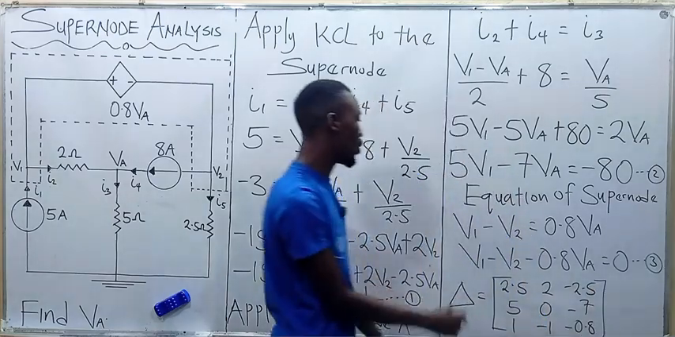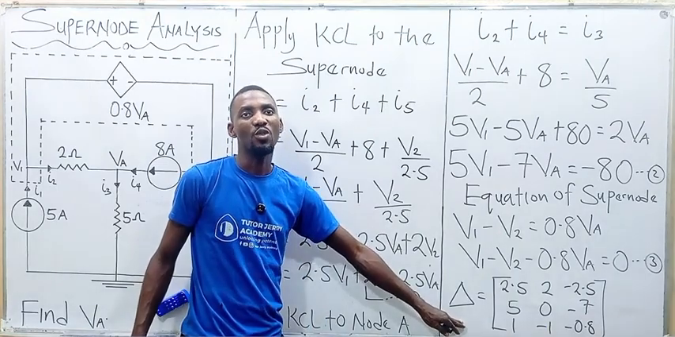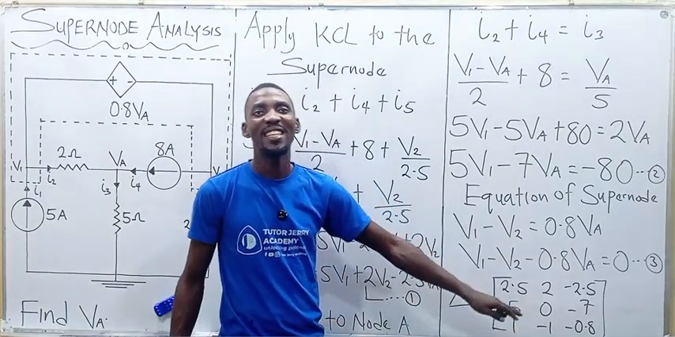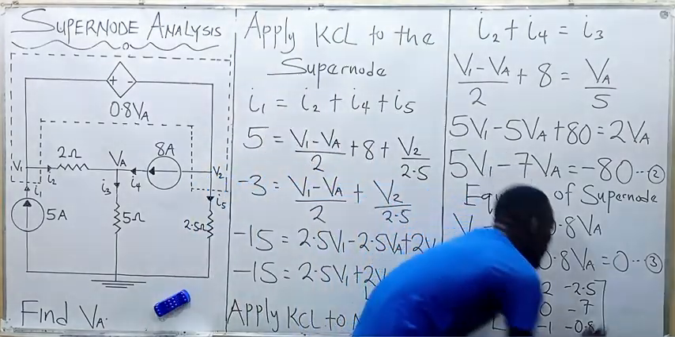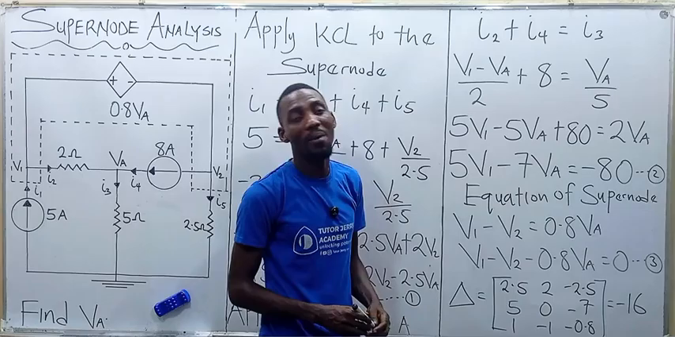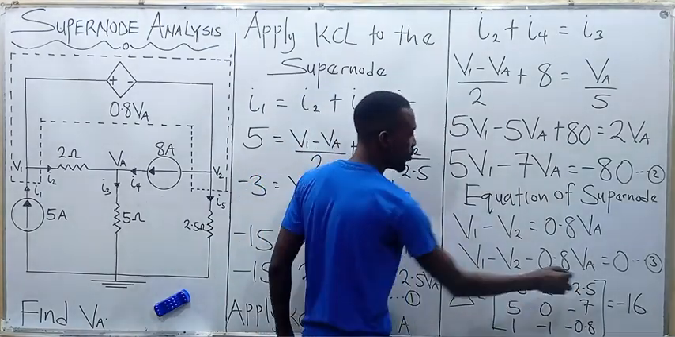So by the time you find the determinant of this change that is here, you are going to have your answer to be equal to what? Negative 16. So this is going to be equal to negative 16. I hope you know how to go about that. You just put plus, minus, plus. Then you use your mirror.